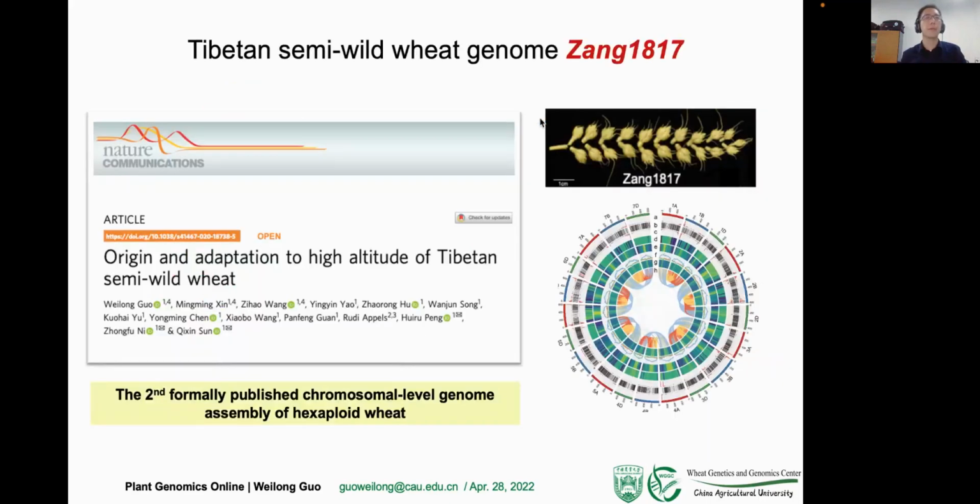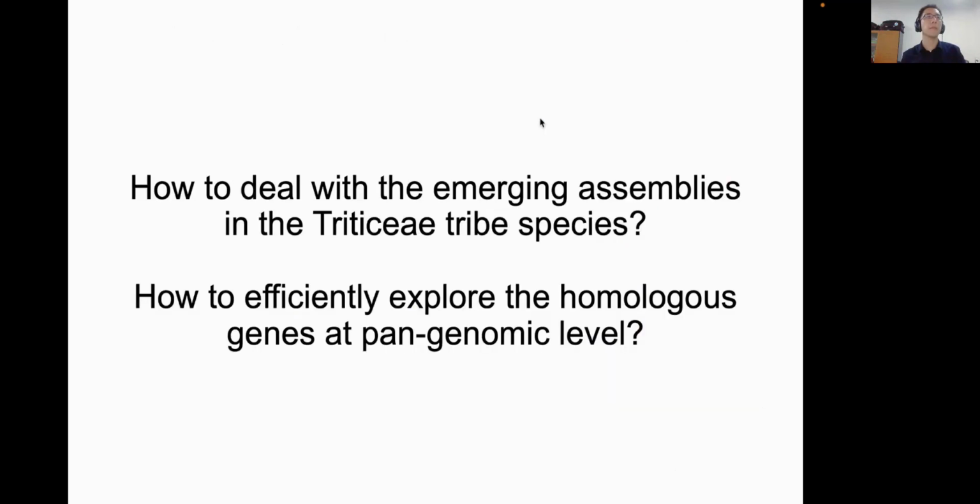Our group at China Agricultural University has also contributed a de novo assembly of the Tibetan semi-wild wheat Zhang 1817, which was published in Nature Communications in 2020. This genome is the second formally published chromosome-level assembly of hexaploid wheat. Here we faced such a question: how to deal with the emerging assemblies in Triticeae tribe species, and how to efficiently explore the homologous genes at the pangenomic level.